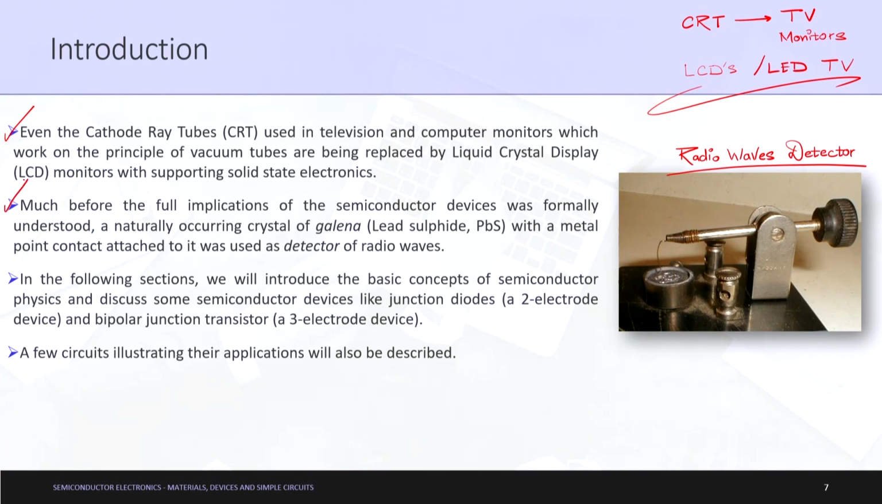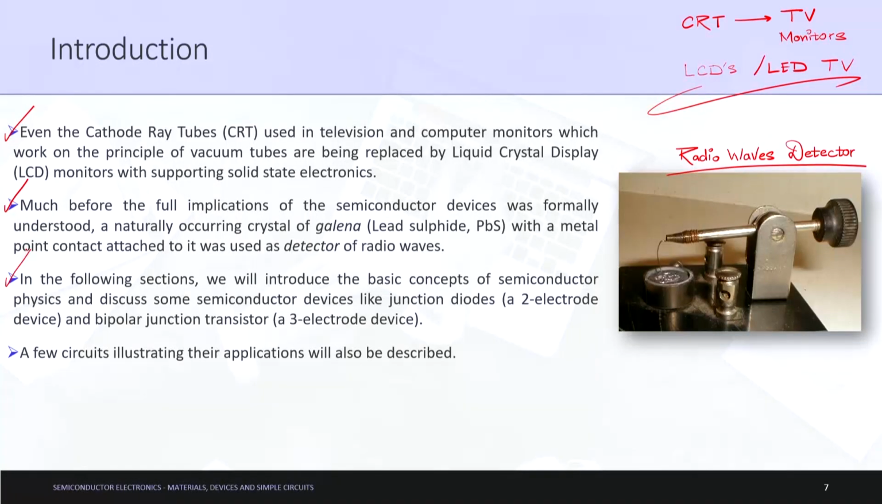Okay. In the following sections, we will introduce the basic concept of semiconductor physics and discuss some semiconductor devices like the junction diodes. We will understand what are junction diodes and what is a bipolar junction transistor. So basically, a thing about transistors will be understood, a thing about diodes will be understood. We have already understood about resistors and current electricity. You have already understood about capacitors and electrical charges and potential. So the majority of semiconductor electronics is already known to you. A few circuits illustrating their application will also be described. So ICs, logic gates, etc. will also be dealt with in this complete lecture series.